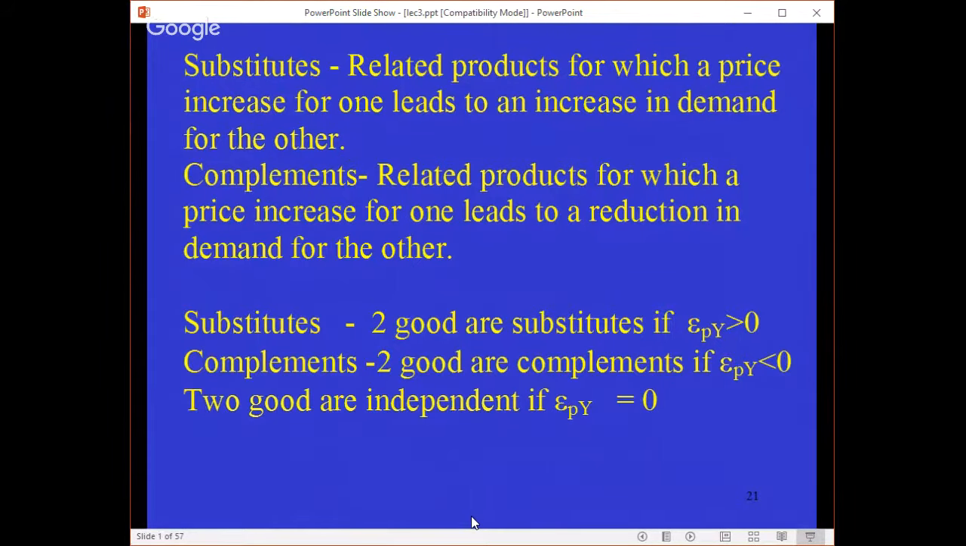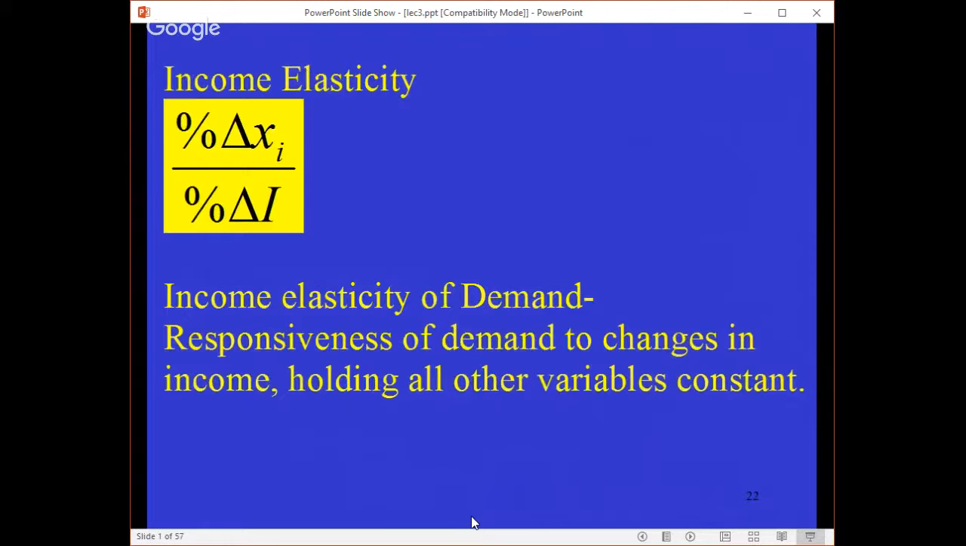Income elasticity. It's the responsiveness of demand to changes in income, holding all other variables constant.